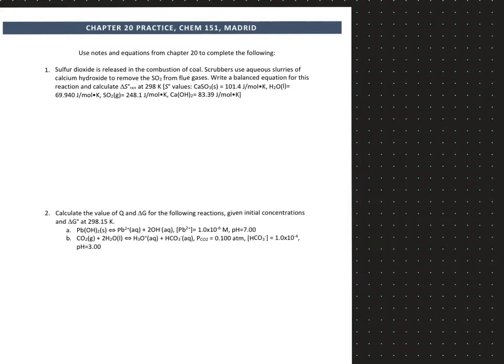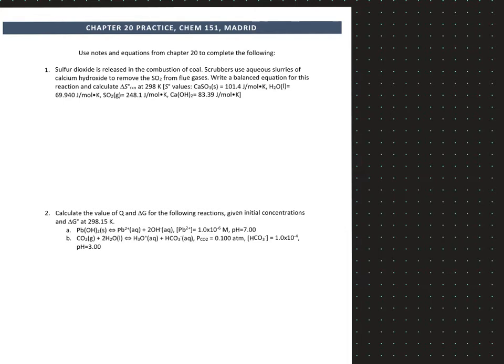So everything that's in the brackets after that, besides this portion right here, I actually looked up for you in the back of your book and gave to you. The idea behind this problem is that you would first set up the balanced reaction and then you'd identify all of the S values, the standard entropy values that you would need to actually solve the problem. So I gave those to you.